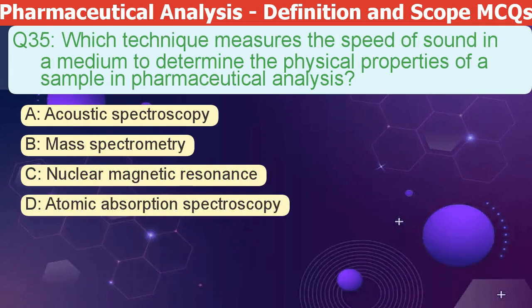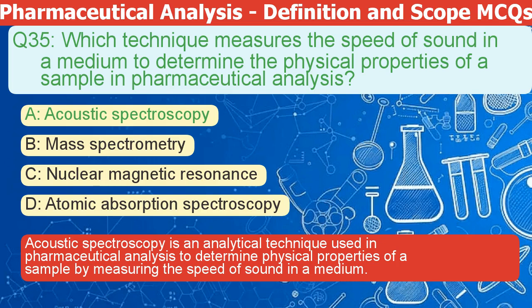Which technique measures the speed of sound in a medium to determine the physical properties of a sample in pharmaceutical analysis? A. Acoustic spectroscopy. B. Mass spectrometry. C. Nuclear magnetic resonance. D. Atomic absorption spectroscopy. The correct answer is A. Acoustic spectroscopy is an analytical technique used in pharmaceutical analysis to determine physical properties of a sample by measuring the speed of sound in a medium.